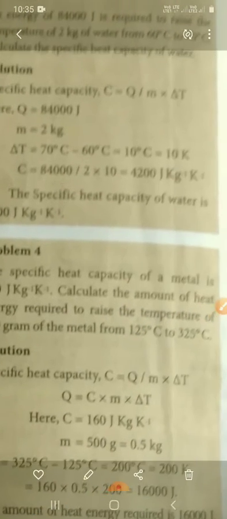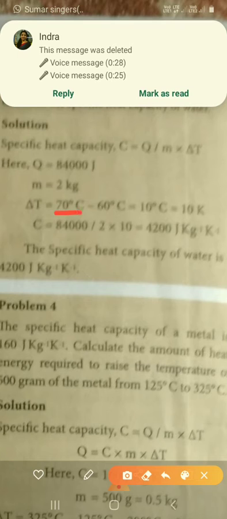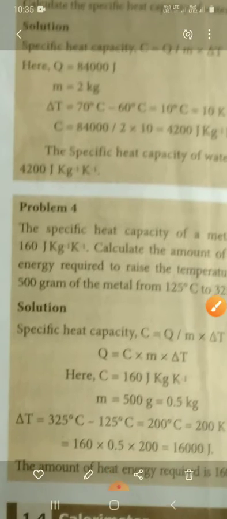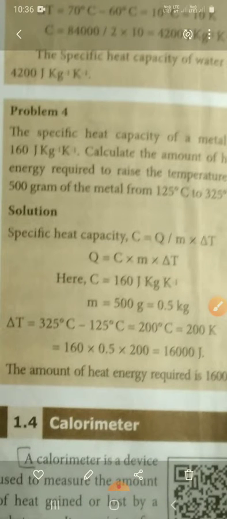Then we can calculate easily: water from 60 degrees Celsius to 70 degrees Celsius. So for the temperature rise we subtract, taking the highest number, 70, minus 60 degrees Celsius, and the answer is 10 degrees Celsius, that is 10 K. Next we apply the formula, and the answer is 4200 joule per kilogram per Kelvin. This is the answer. I think you got it. Next problem is the same, on specific heat capacity.